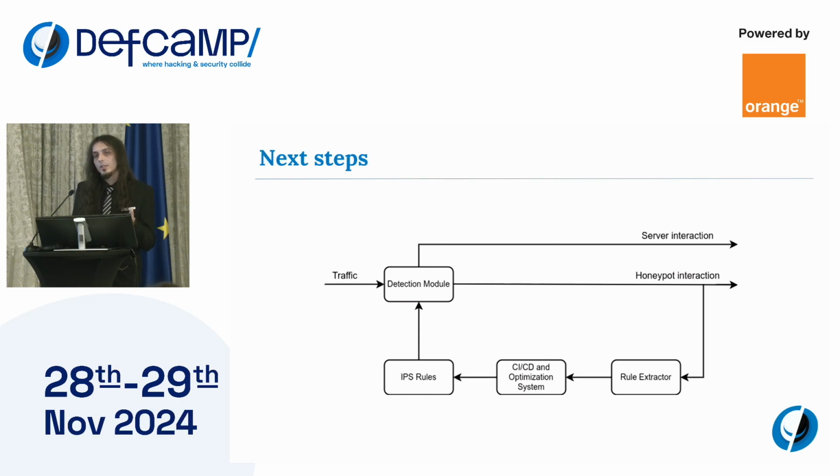Then once we detect, we extract some rules, we can use a CI/CD system to automatically test those rules against legitimate and not legitimate traffic to integrate it automatically in our infrastructure. This is the proposal we're trying to do with our project, automating defense.